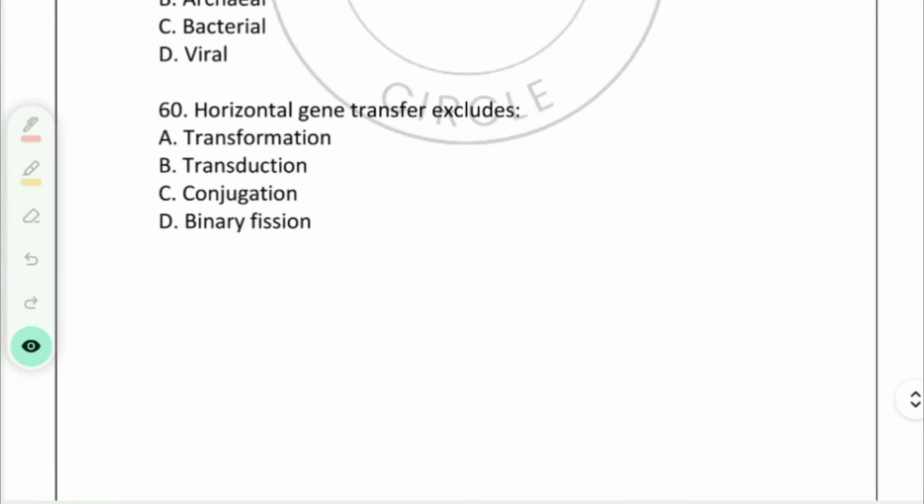Question 60. Horizontal gene transfer includes, options are A, transformation, B, transduction, C, conjugation, D, binary fission. So the correct answer for this question is option D, binary fission.